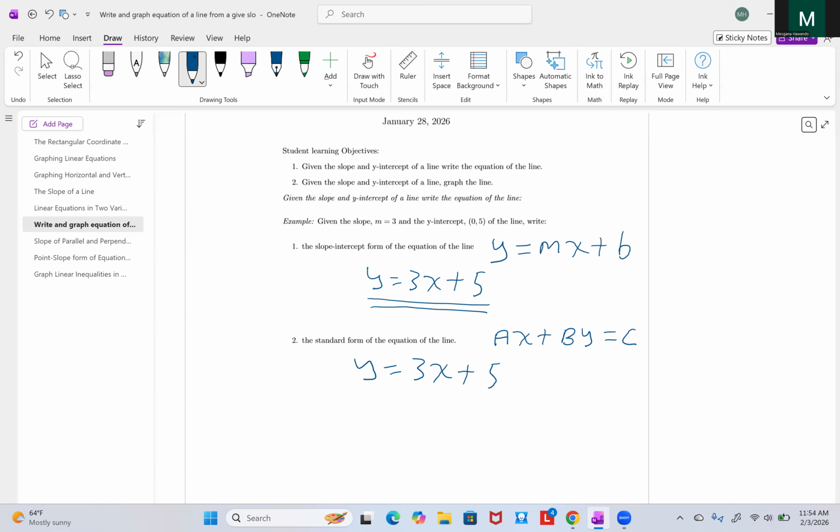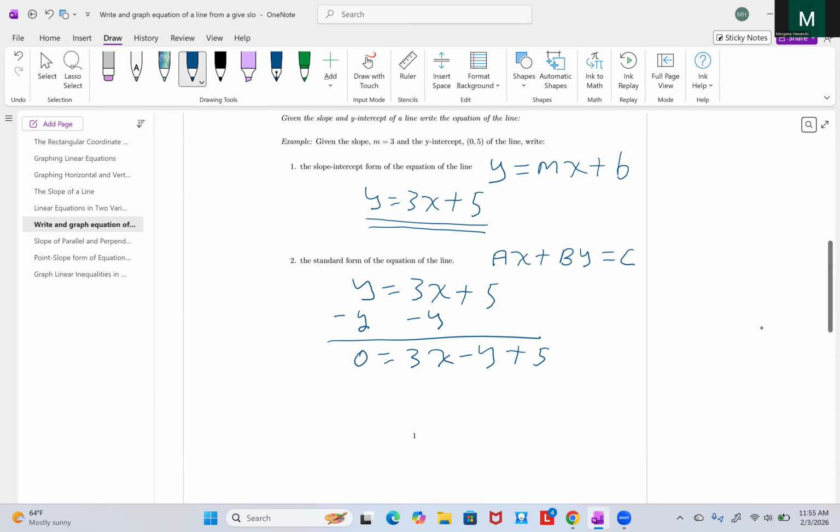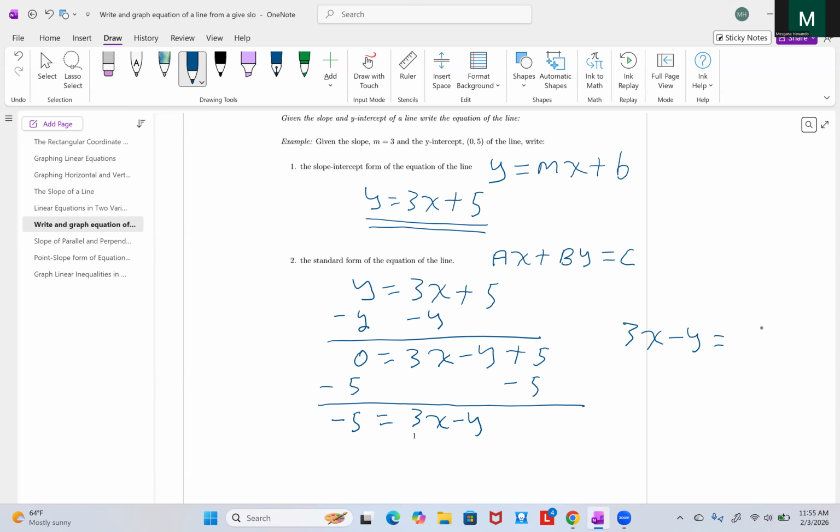Subtract y from each side. We have 0 = 3x - y + 5. Subtract 5 from each side, so minus 5. So we have -5 = 3x - y. So the standard form of the equation of the line is 3x - y = -5. This is also okay, but we write it this way.